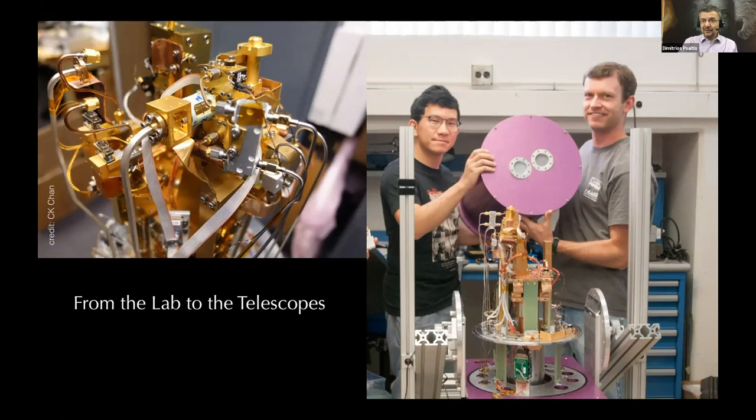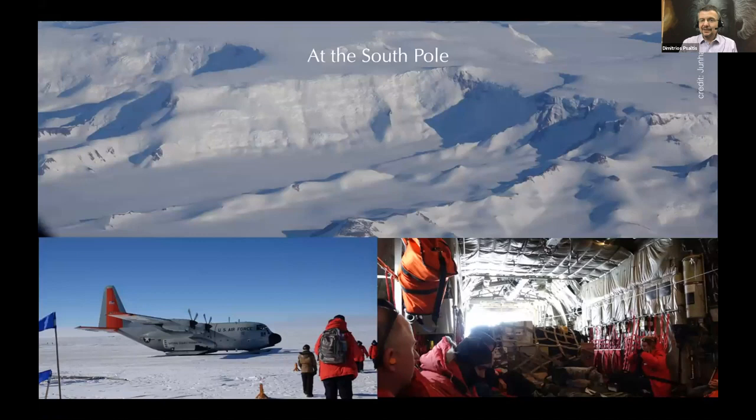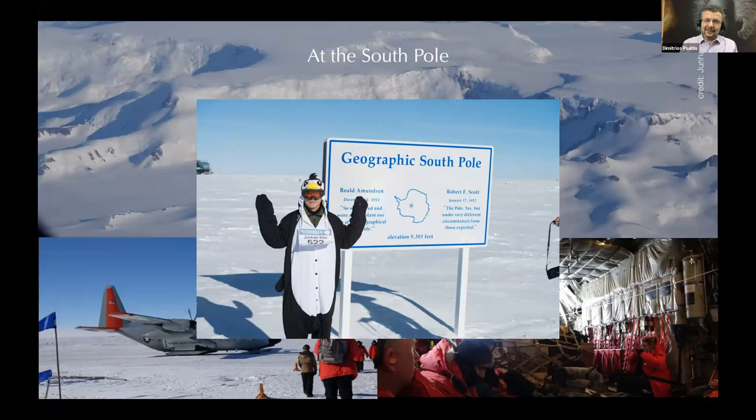And then for winter-overs, they flew to the South Pole. You see in the bottom left, the military transport that takes you to the center of Antarctica. You see in the bottom right, the cargo place where people and equipment are put together, not exactly your business class flight to go to the South Pole. And there is Dr. Kim in his penguin outfit at the geographic South Pole. And you can see in the bottom left a little bit the South Pole Telescope, part of the South Pole telescope where the experiment was put together.